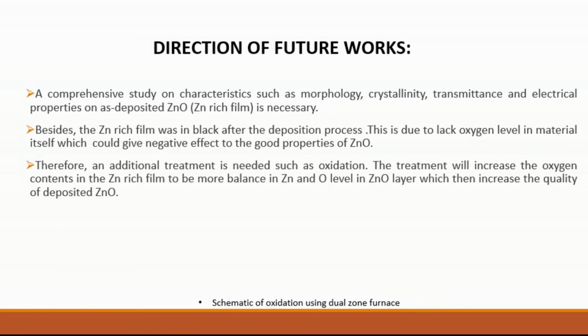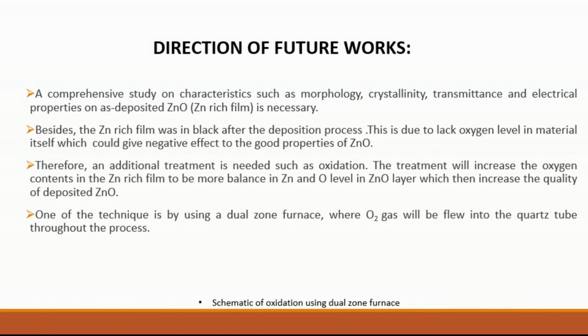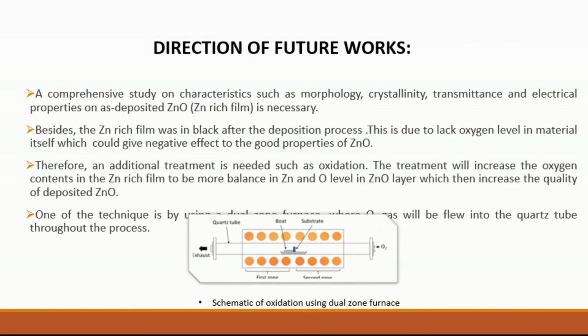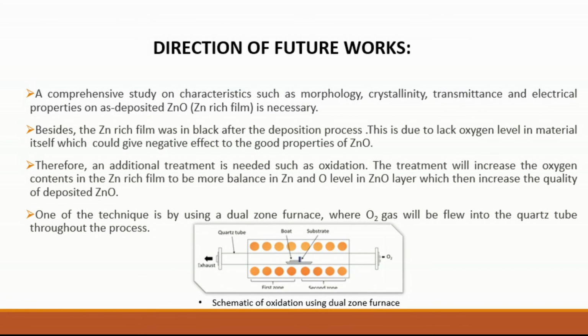Therefore, an additional treatment is needed, such as oxidation. The treatment will increase the oxygen content in the zinc film to be more balanced in the zinc and oxygen level in the zinc oxide layer, which then can increase the quality of the deposited zinc oxide. One of the techniques that can be used is a dual-zone furnace where the oxygen gas will be flowed into the quartz tube throughout the process.